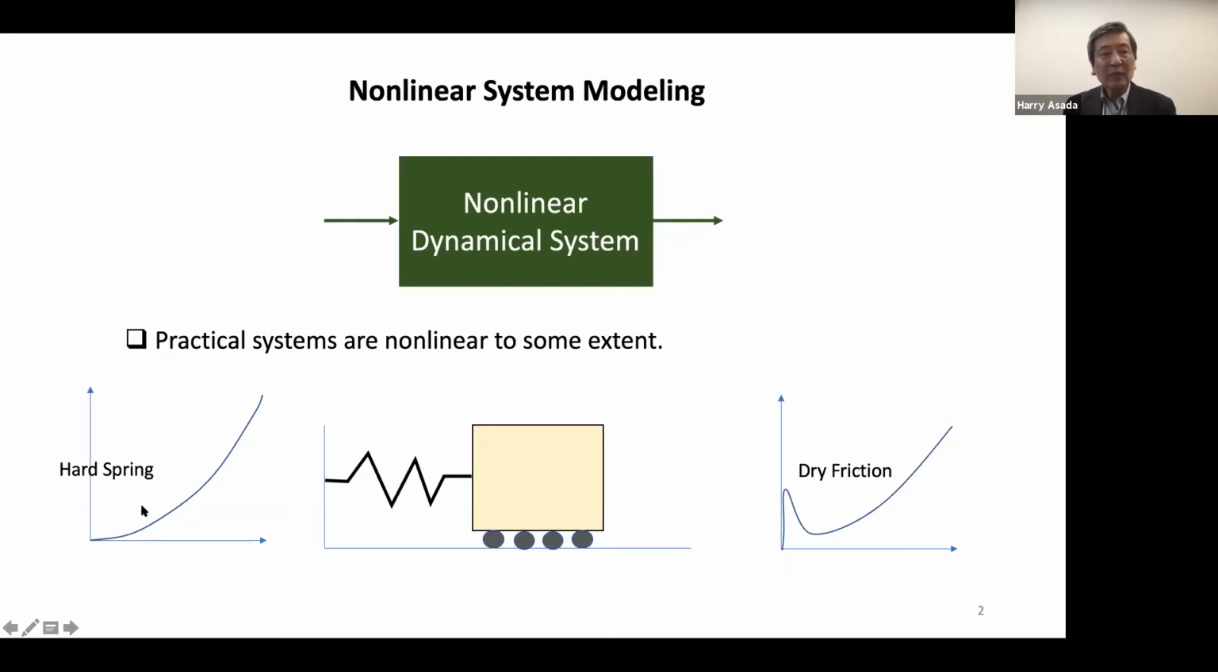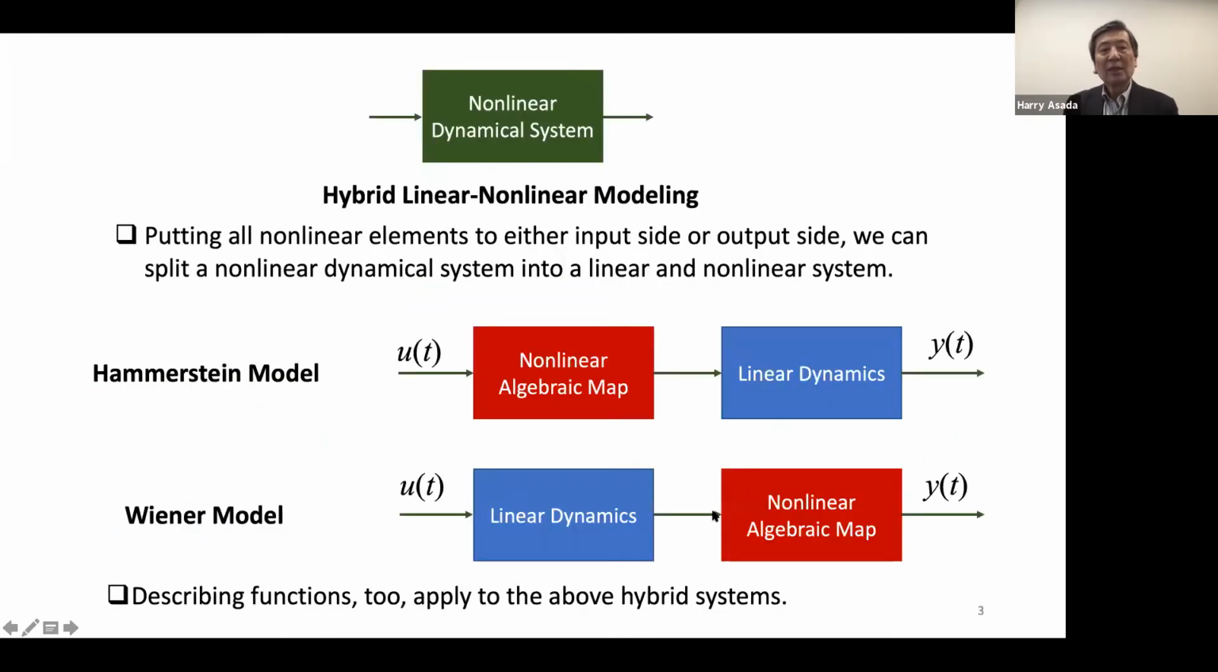The spring may be nonlinear. This is a hard spring, going up, and this is a soft spring, going down. And dry friction is a very nasty nonlinearity, having very pronounced static and dynamic friction. So many systems are nonlinear in many ways. There are several approaches to nonlinear dynamical system representation, tuning, identification, and learning.